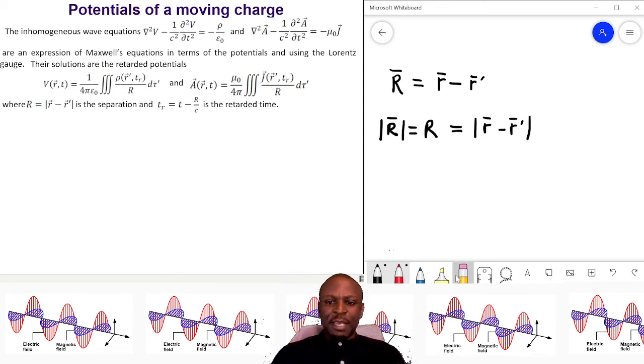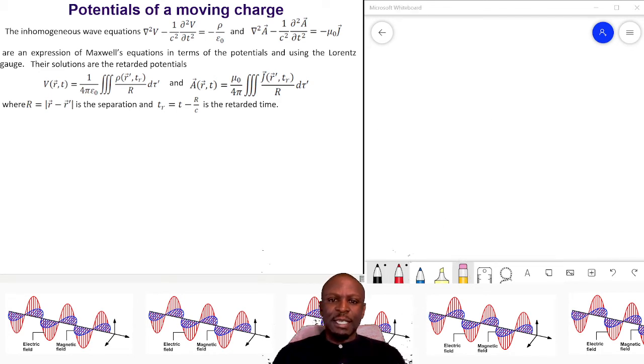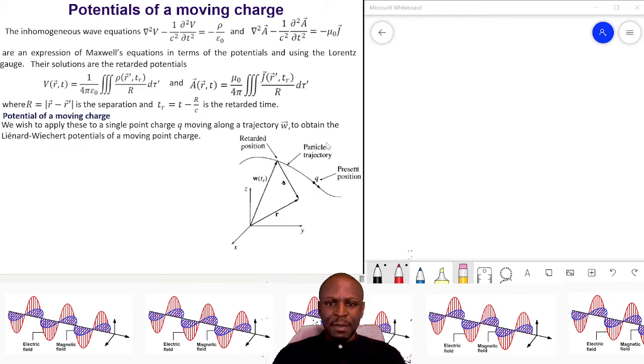And from the definition, we know what the retarded potential is. We know what the retarded time is. The retarded time is just given by this equation here. Now, what we wish to do is to find the potential of a moving charge, and that is nothing else but the Liénard-Wiechert potential.